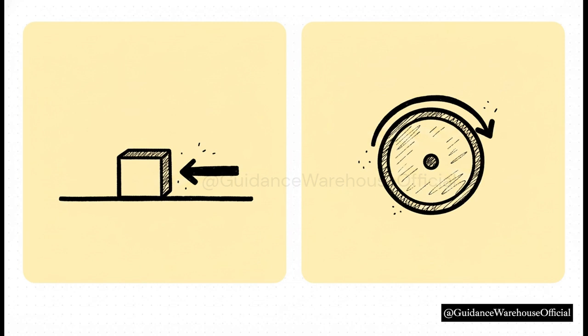Simple, right? Well, dynamics for rotational motion is a perfect mirror of this. Instead of a linear force, we use torque, represented by the Greek letter tau. Instead of standard mass, we use moment of inertia, represented by a capital I. And instead of linear acceleration, we have angular acceleration, represented by alpha. So F equals ma perfectly translates to torque equals inertia times angular acceleration.